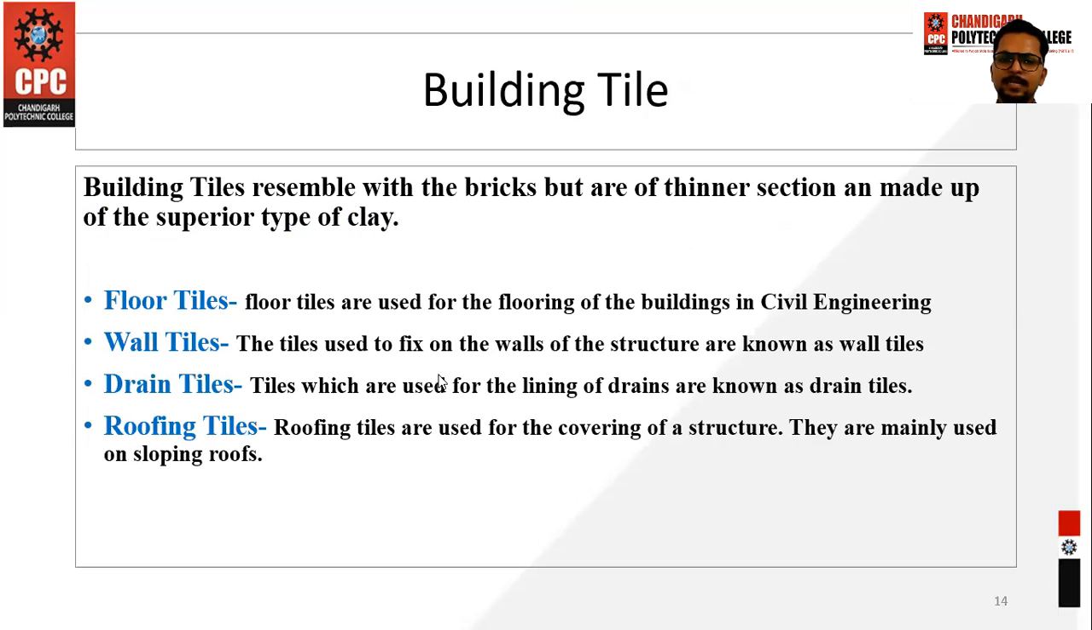After the brick manufacturing process and testing, we have building tiles. Building tiles are basically similar to building bricks, but the sizes and shapes are slightly different. The height is slightly less, about half as compared to building bricks. There are various types of tiles which we use in our buildings, as represented in our presentation: floor tiles, wall tiles, drain tiles, and roofing tiles. These are the basic classification of tiles which we use in construction.